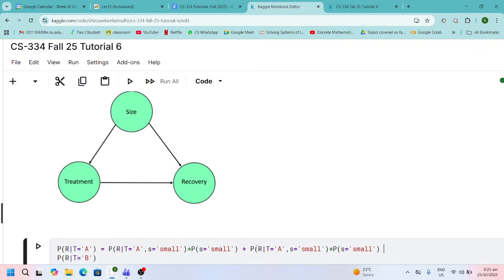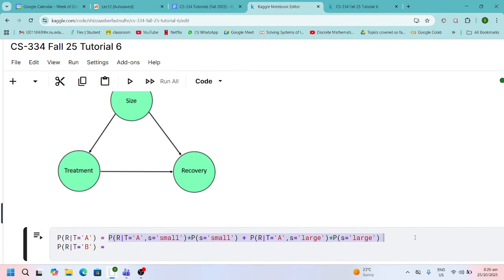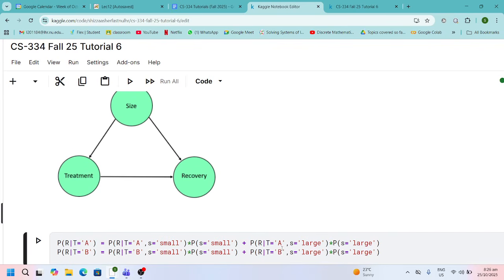And then I will add the large size term as well. So this is how I will find the probability of recovery given that the treatment is A and I am controlling for size. I can do the exact same thing for B as well. This is how I would do so. And it's important to understand that in this example you just have one confounding variable. So this is how you went about it.